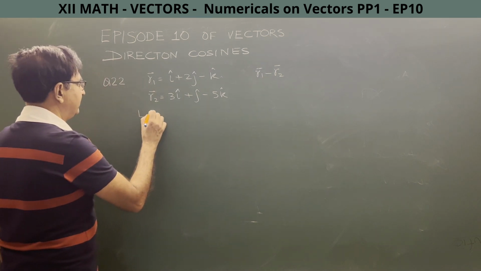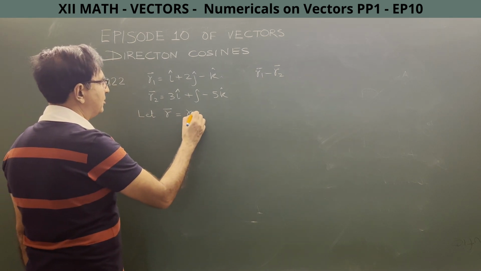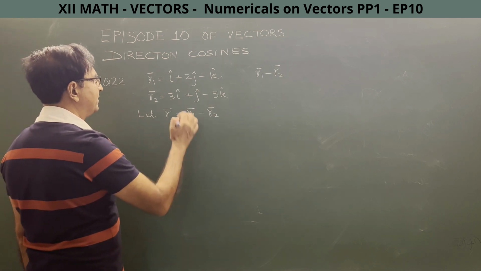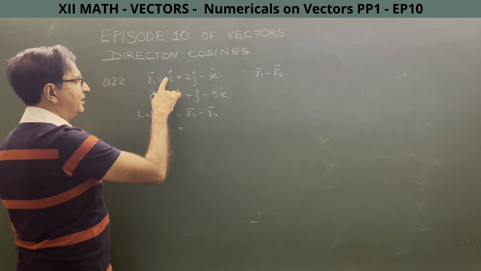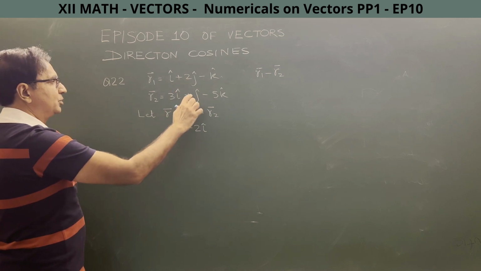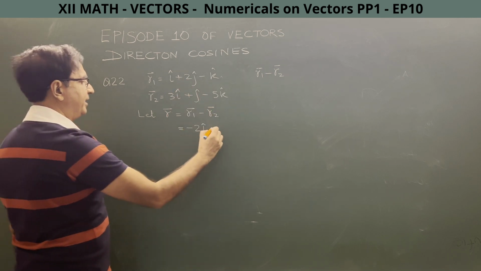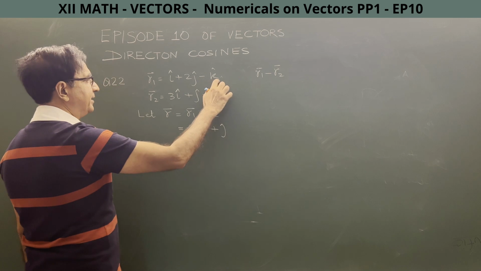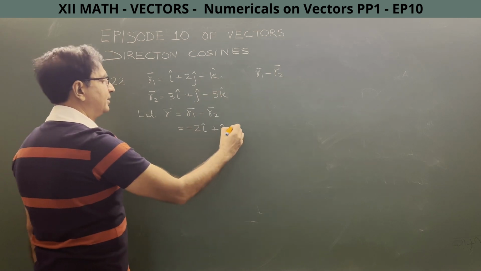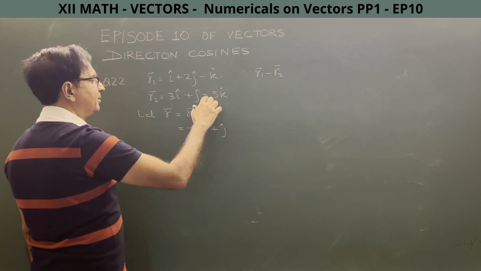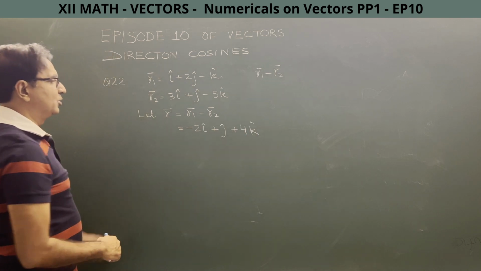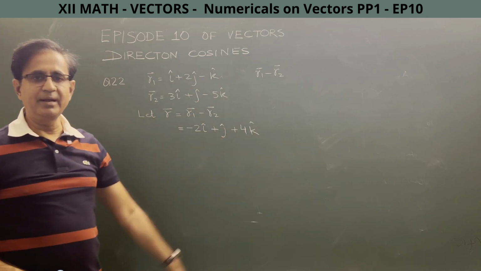So let R1 minus R2 be called vector R. So I just gave a name to R1 minus R2. What is R1 minus R2? You can directly subtract. I minus 3i is minus 2i, plus 2j minus j is plus j, minus k plus 5k is minus 1 plus 5. How much is that? Minus 1 plus 5 is 4k. Alright. So R1 minus R2 was a matter of a few seconds.